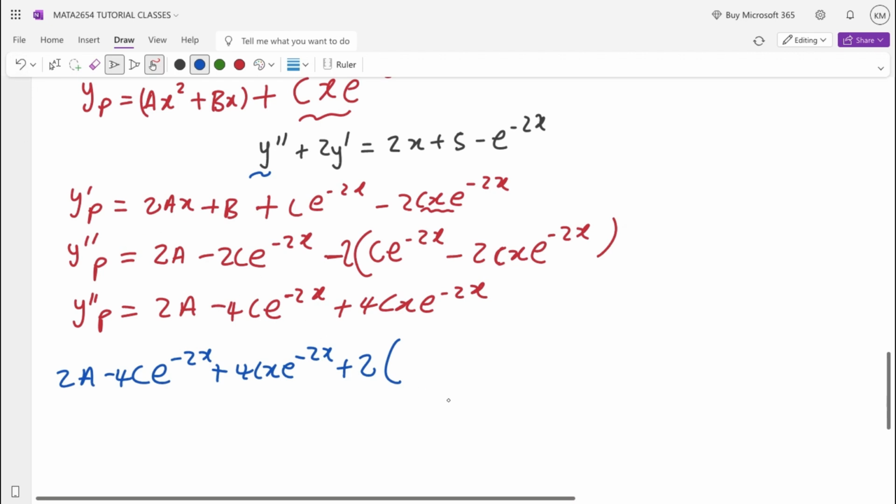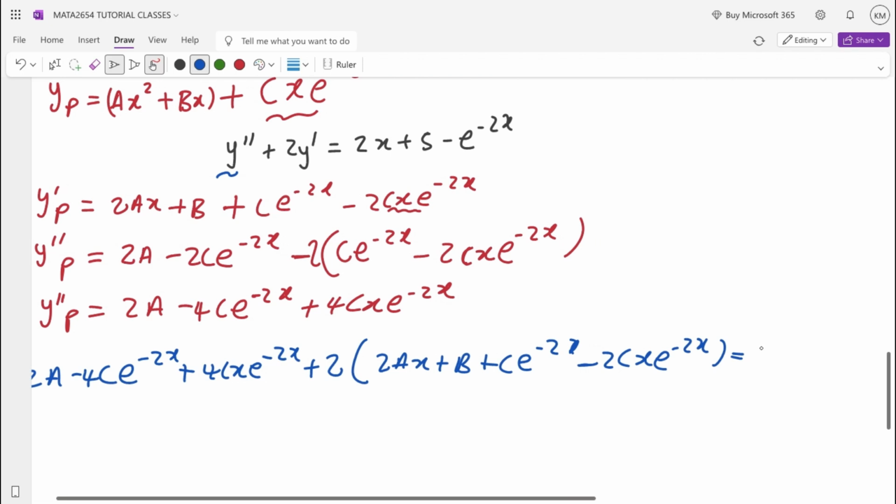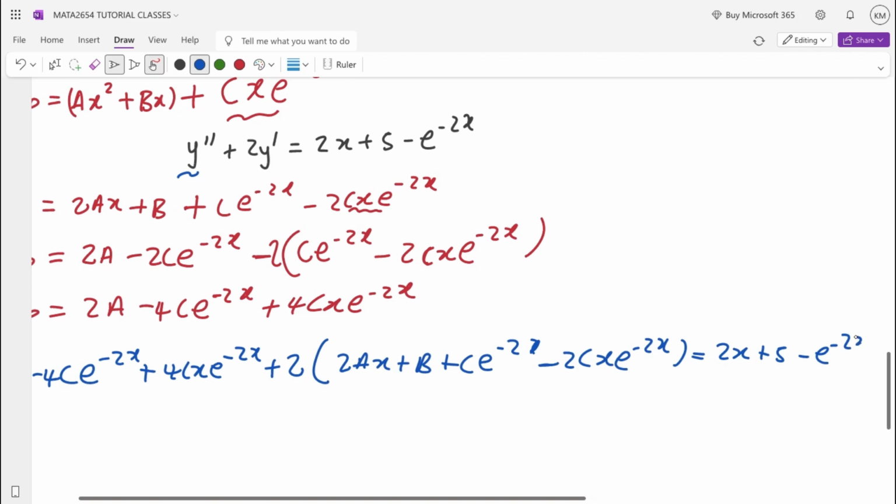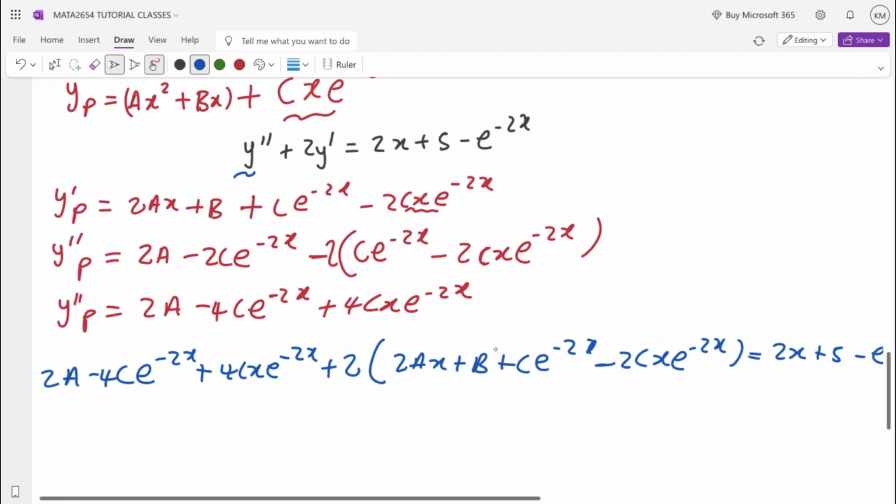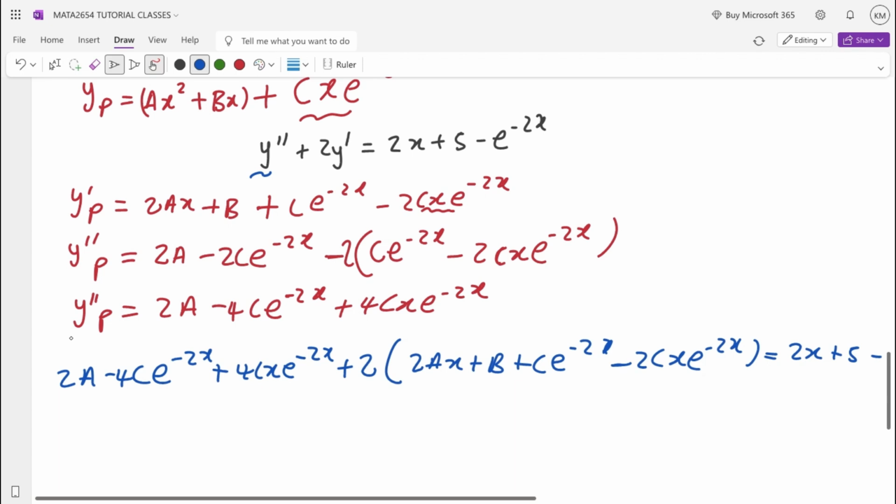So we are going to have 2a x plus b plus c e to the minus 2x minus 2cx e to the minus 2x, just like that. Okay, then this has to be equal to 2x plus 5 minus e to the minus 2x. Okay, so now let's see if we can clean up the room here and group things accordingly, so we make our life a bit easier than what it looks now.